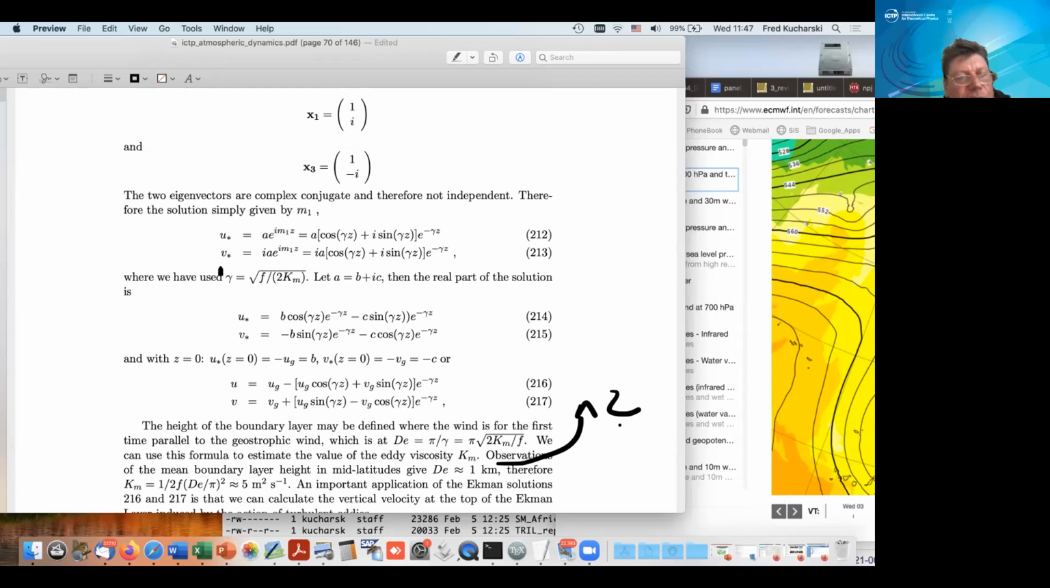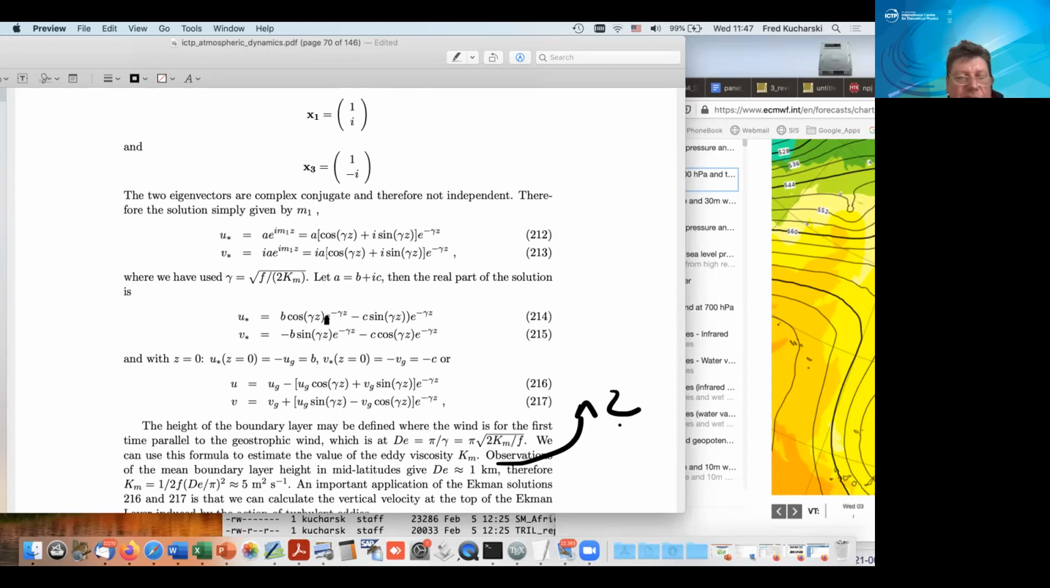And we have also used this gamma quantity, which is f times 2, square root of f times 2 km divided by 2 km. But we still have to find what A, B, and C are. Now, these are determined by the boundary conditions. So the boundary conditions at z equals 0 give us B and C.